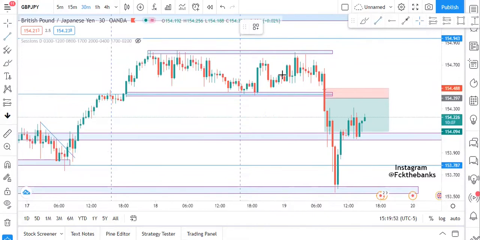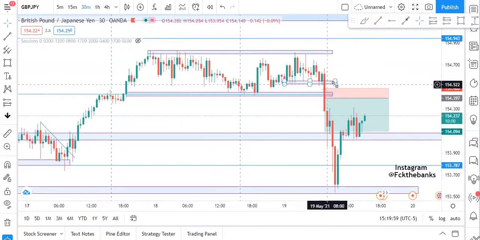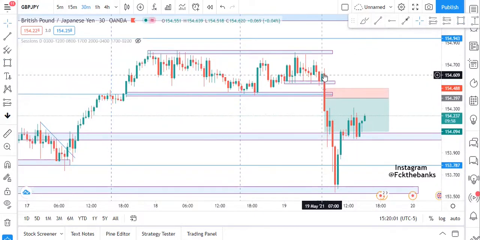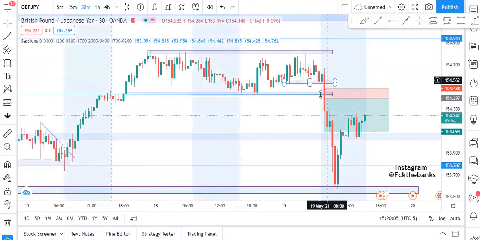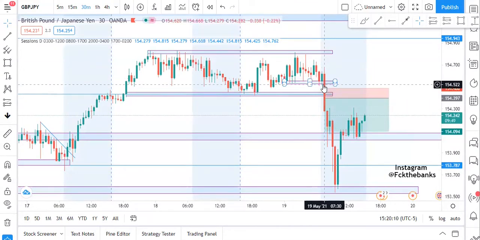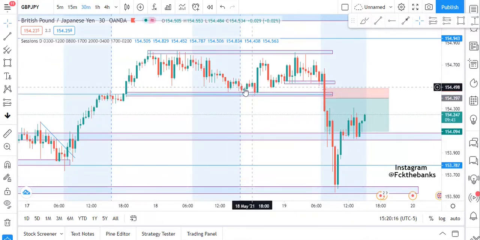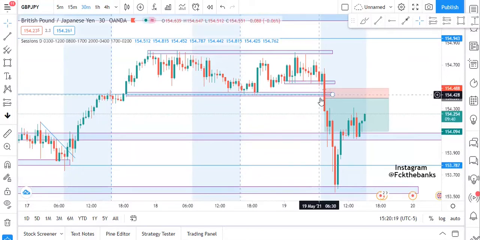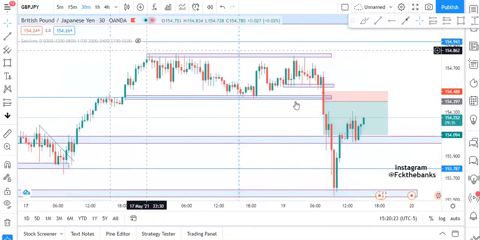Let me draw for you. It broke all of these little zones. We had this minor zone, and once we were in the New York session, let me show you, we were inside the session, and it started to break this low and this low, which was the base, the lower side of the base. So a good way to enter was with a pending order.